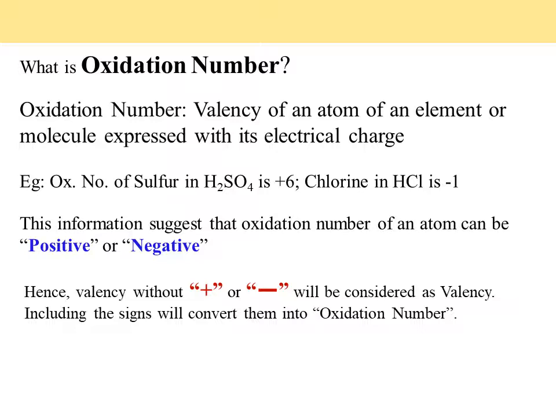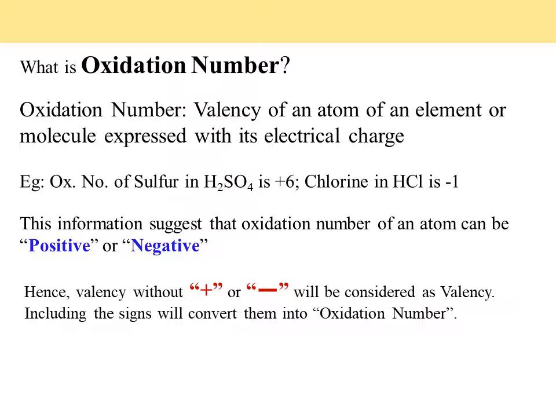So oxidation number includes the sign, and valency doesn't include the sign. I repeat, the plus sign and minus sign are compulsory for representing oxidation number. So please do not write, I repeat once again, please do not write that the oxidation number of sulfur in H2SO4 is 6.